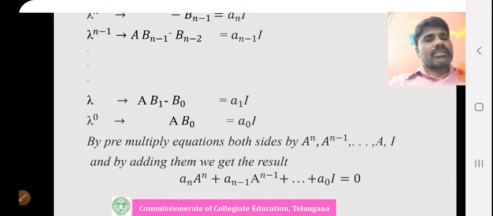The characteristic equation is a n lambda power n plus a n minus 1 lambda power n minus 1 plus and so on, plus a naught equal to 0. Then we get the result a n capital A power n plus a n minus 1 capital A power n minus 1 plus and so on, plus a naught I equals 0, hence proves the theorem. This is the proof of Cayley-Hamilton theorem. This is very useful from the examination point of view.